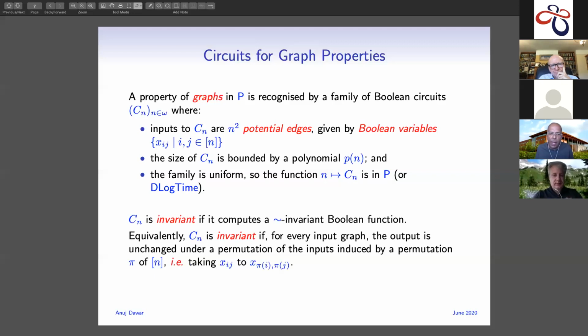So what do I mean by apply a permutation on n? Apply the permutation on these n squared inputs, which takes the variable xij to x pi(i) pi(j). So you apply the same pi to both coordinates. Now, this is not an arbitrary permutation of the inputs. It's a particular group action. The action of the symmetric group on n on these n squared inputs. It's a sort of natural group action.